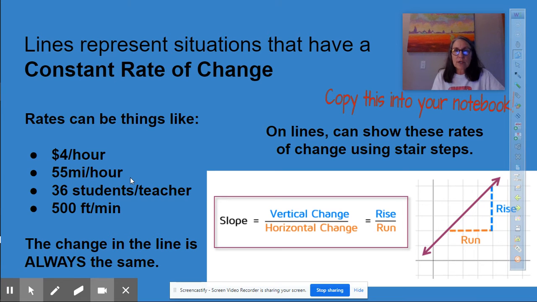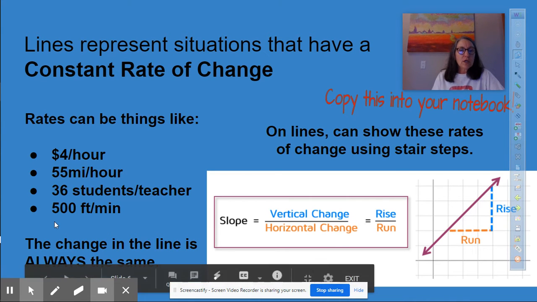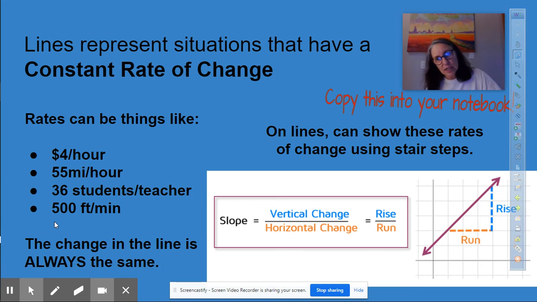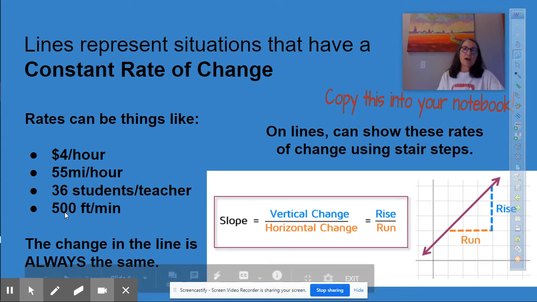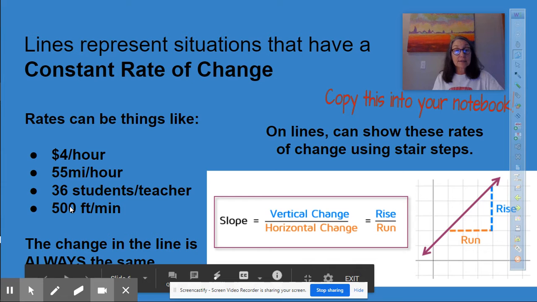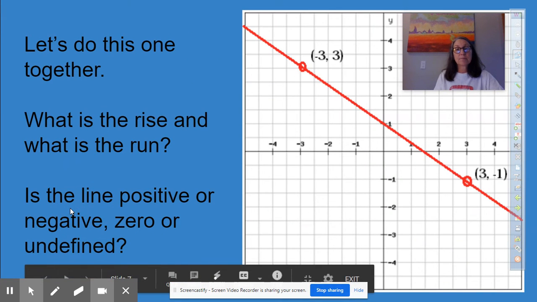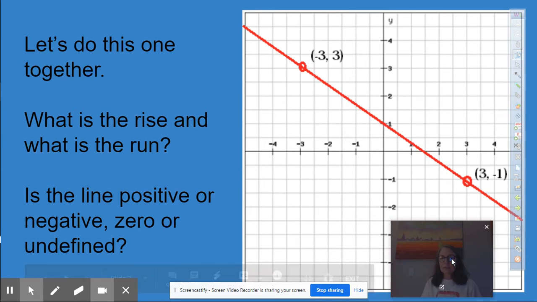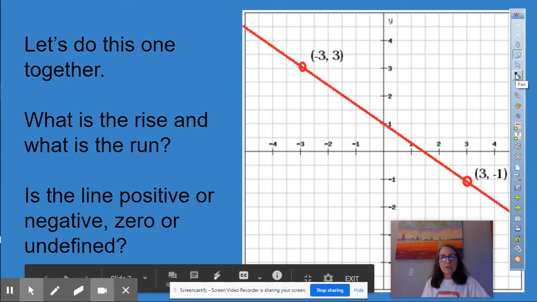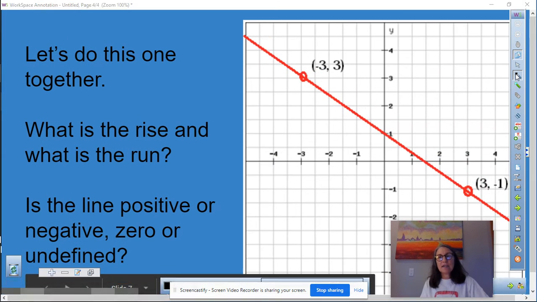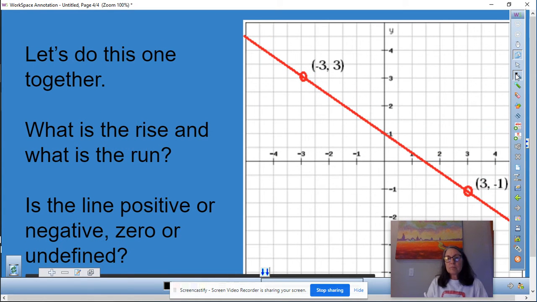55 miles per hour down the highway. Me as a teacher having 36 students to 1 teacher. Or let's say as you tumble down the hill when you go skiing, you might fall 500 feet per minute. But again, in a line, the slope is always the same. So let me show you how we figure this. And I'm going to do a little thing here. So look.